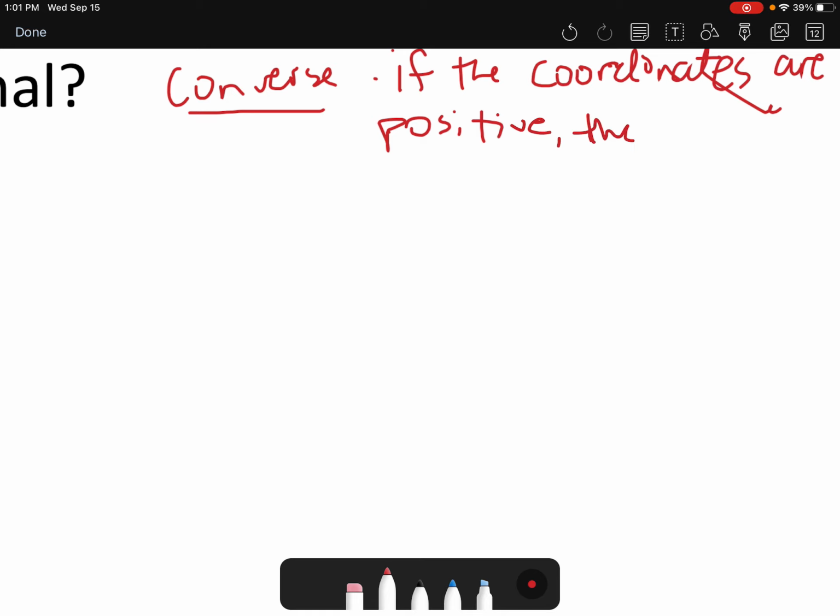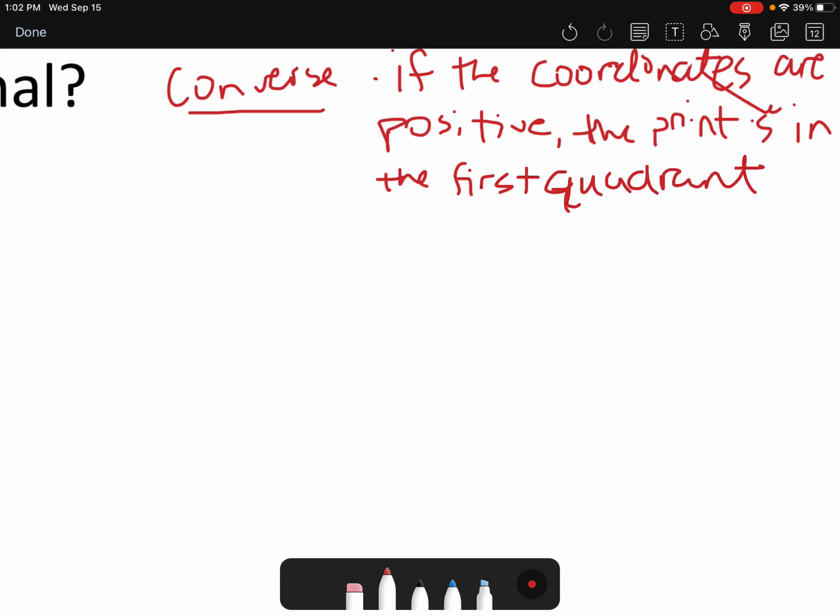If the coordinates are positive, the point is in the first quadrant. All right, so that's the converse. You just take those two parts of the statement and you swap them around.